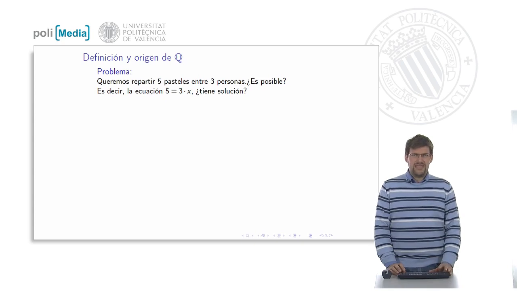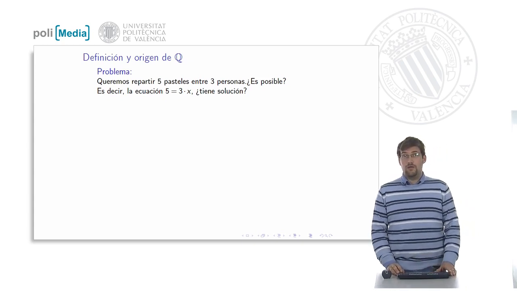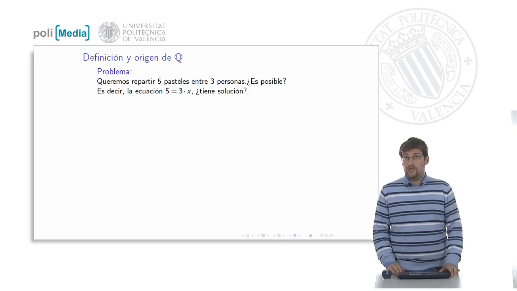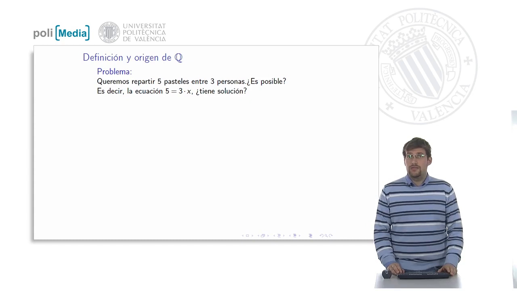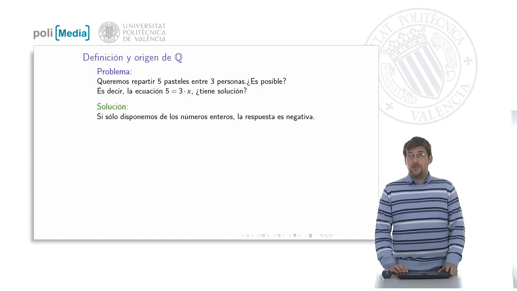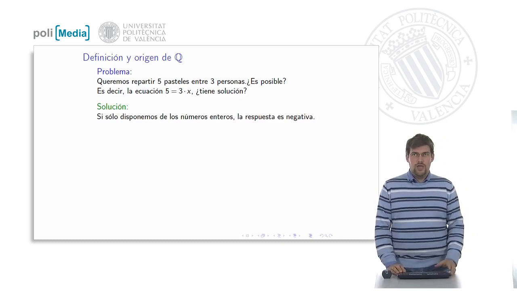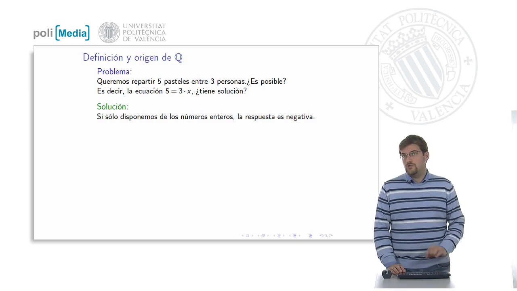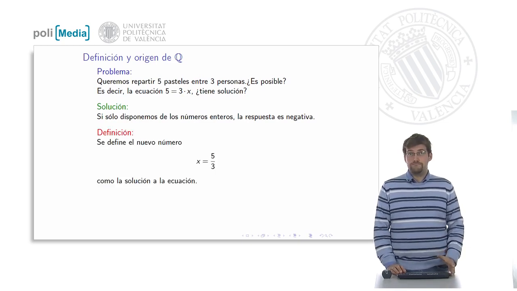In terms of equations, this is equivalent to solving the equation 5 equals 3 times x. Is there a number that is the solution of this equation? The answer is that if we only have natural numbers and integers, that if we remember they are the natural numbers and the natural numbers affected by a sign, then the answer is that no, it is not enough to give us a solution. Therefore, there is a necessity to define new numbers.